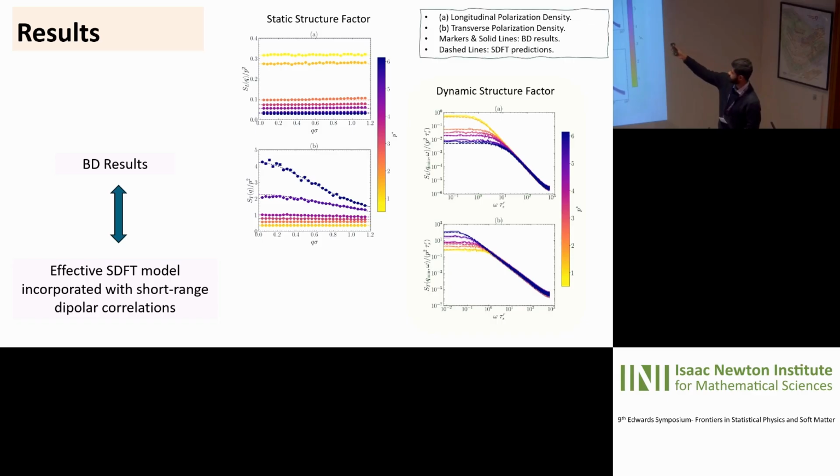The SDFT predictions are the dashed lines in all the cases, and we also have two components of polarization density, the longitudinal polarization density and the transverse polarization density. Longitudinal polarization density is on the top, and the transverse is on the bottom, in both cases for the observables, static structure factor and dynamic structure factor.